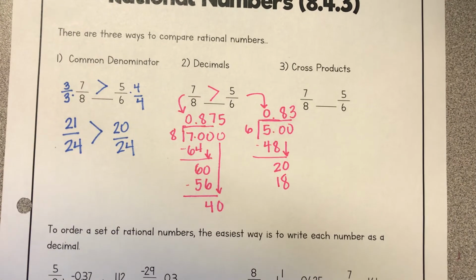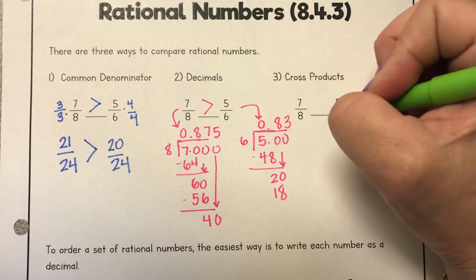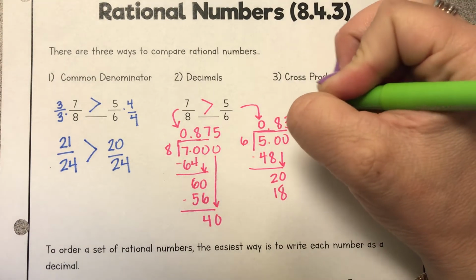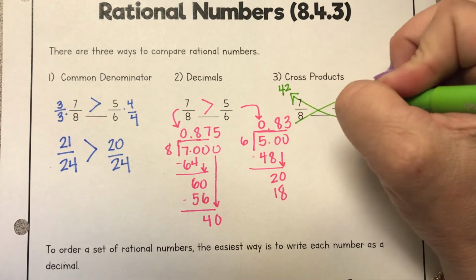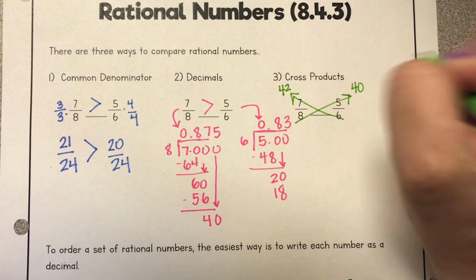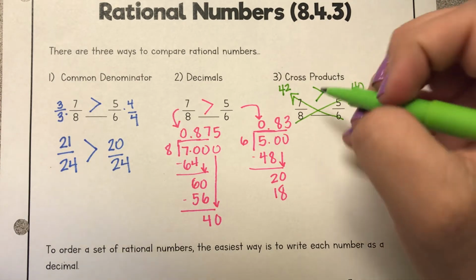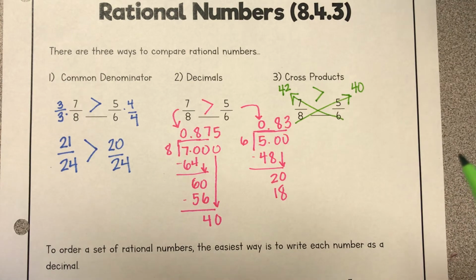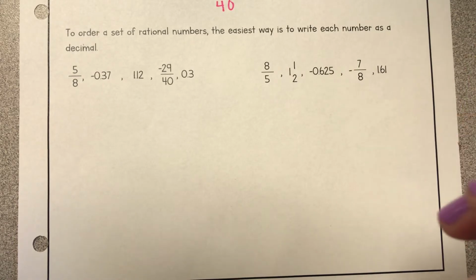Okay, the last way, if you're comparing two fractions, is my favorite, and it's cross products. Okay, so we're gonna do 7 times 6 is 42, 8 times 5 is 40. So which cross product is larger? 42. Therefore, 7/8 is larger. So let's talk about what happens when we have to put a big set of them in order.